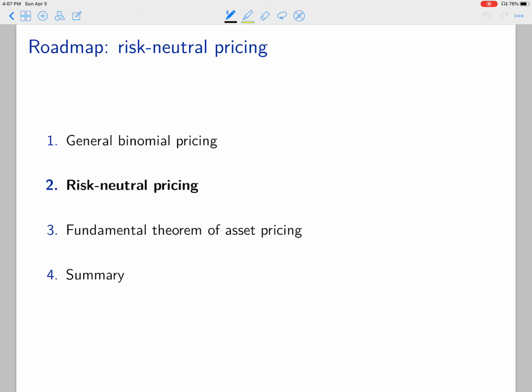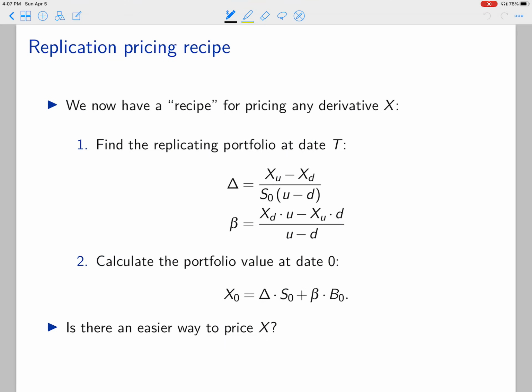In the previous video, we devised a cookbook recipe for pricing any general derivative X. There were two main steps in the recipe. In the first step, we found a replicating portfolio for the derivative X. The replicating portfolio matched the payoffs of the derivative X at date capital T. And the replicating portfolio was always comprised of delta shares of the underlying asset, or the stock, and beta bonds, risk-free bonds with face value of 1.